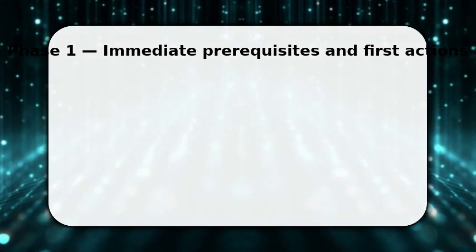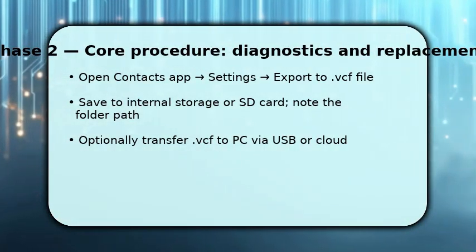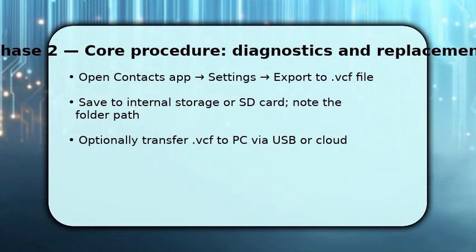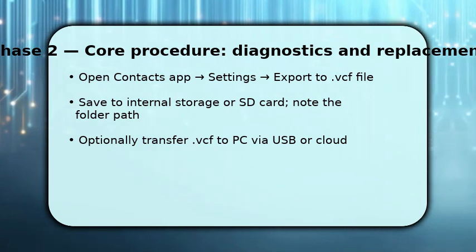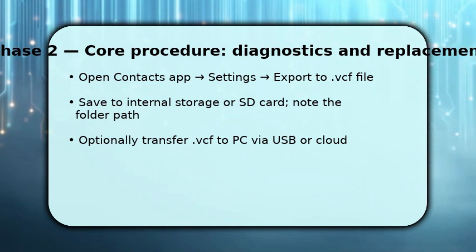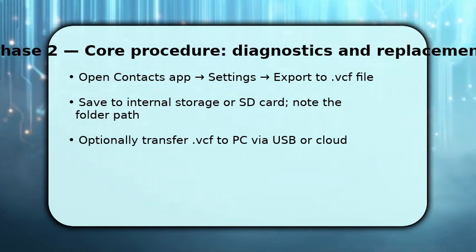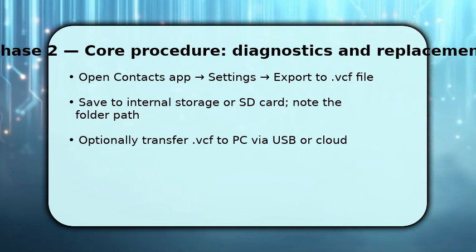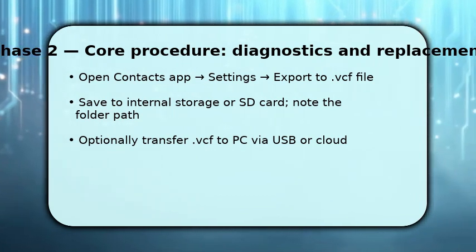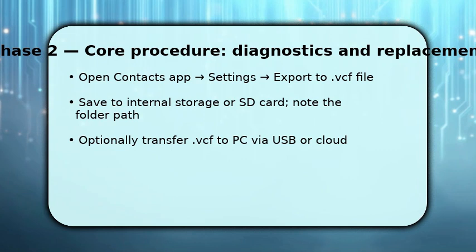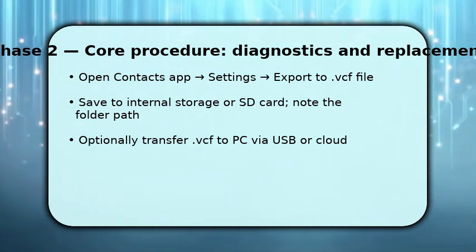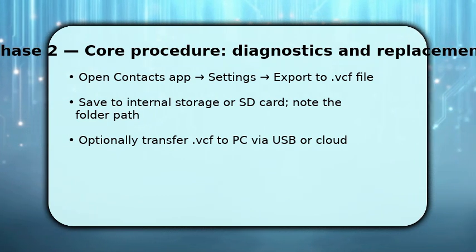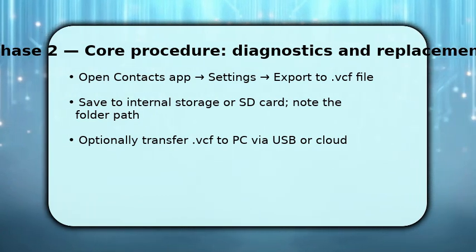Next, export a VCF file so you have an offline copy that works with any service. In Contacts, open Settings and choose Export. Pick internal storage or SD card and confirm the file name. This creates a single VCF that contains all selected contacts, useful if some entries aren't in Google. Once done, copy that file to your PC or upload it to Drive for redundancy. Make sure you remember the folder path. You'll need it if you import elsewhere or restore later.